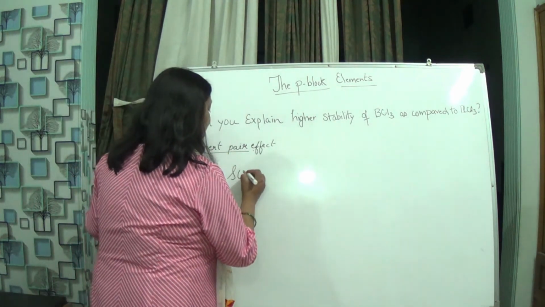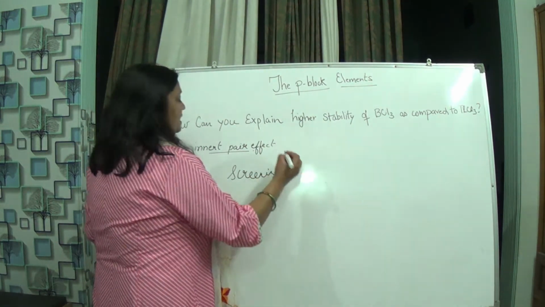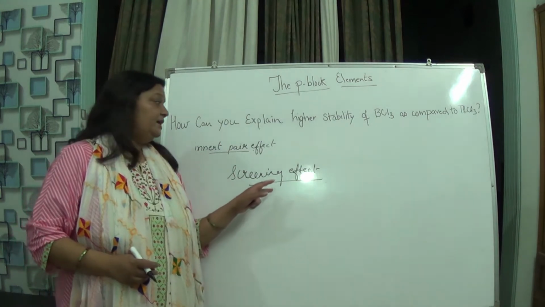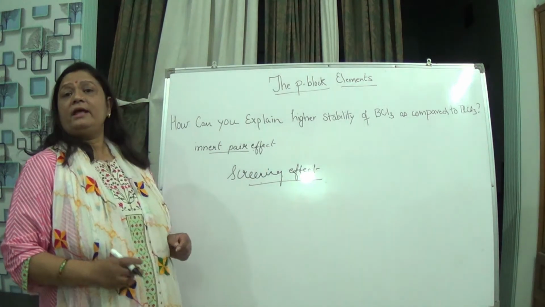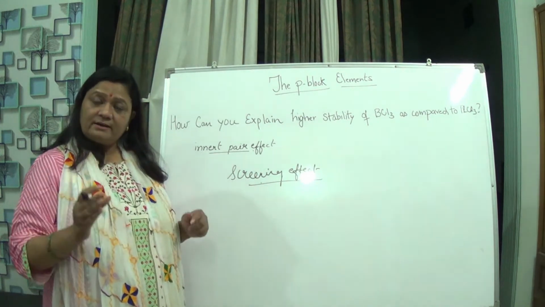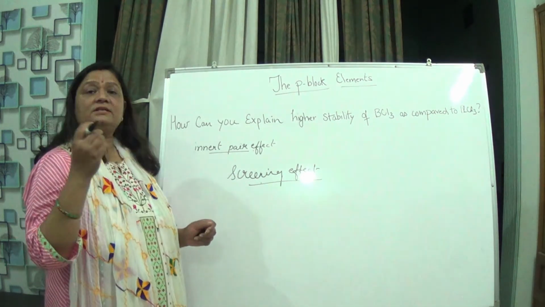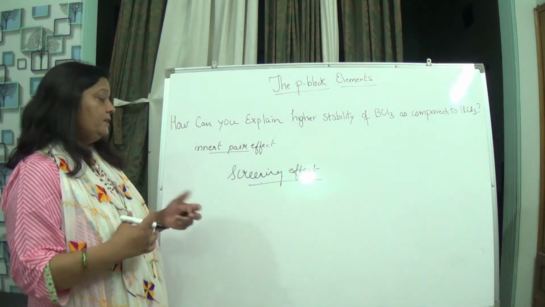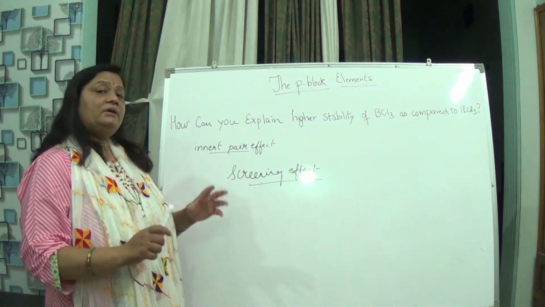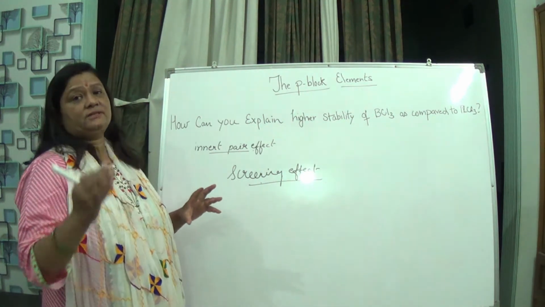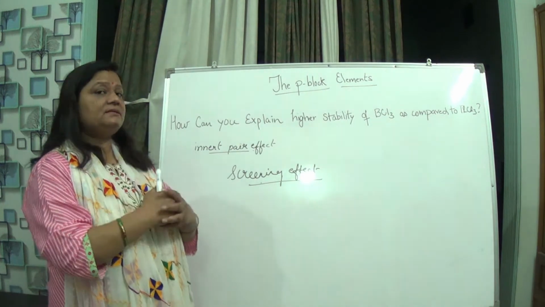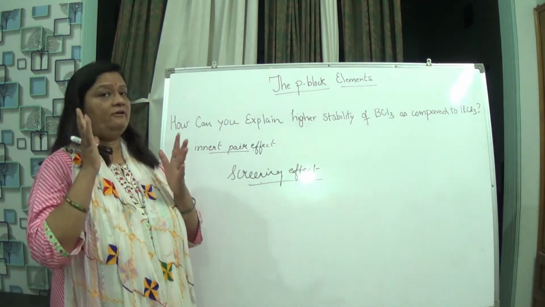Screening effect, students, you know. So what is the screening effect? Actually, the s, p, d and f subshells have different shapes, isn't it? Here you see that s has a spherical shape, p has a dumbbell shape, and d has a double dumbbell shape. When electrons are present in these subshells, there is screening by these subshells. What is this screening? The effective nuclear charge is being screened by these subshells, that is the s, p, d and f.